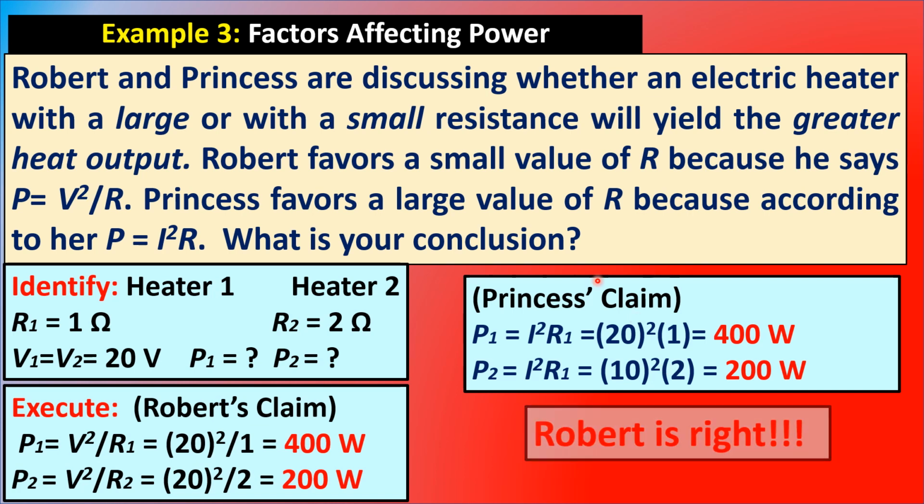So, it is not correct to say, using Princess's formula, that the greater the value of R, the greater the value of output power is. That is not quite correct, because that's only true if the current, or I squared, is constant. And that explains why Robert is the one that is correct.